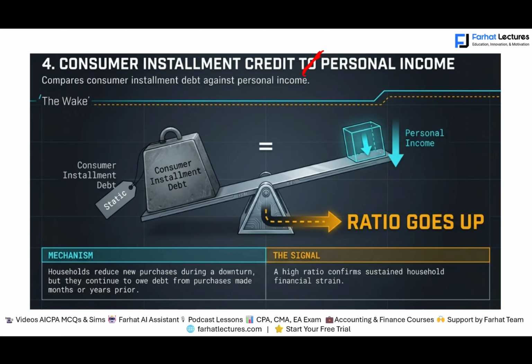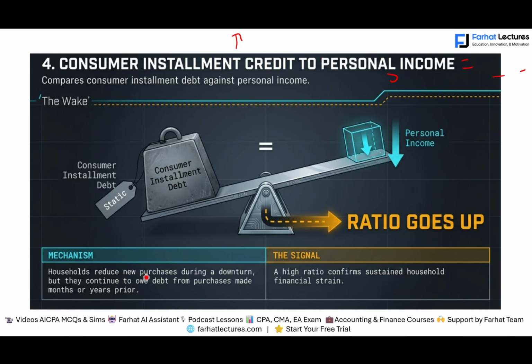So think about a typical household. The consumer installment credit is 1,000 and your personal income is 2,000. This is 0.5. Now, if your personal income goes down to 1,000, then this number goes up to 1. So as this increases, it shows that we are in a slowdown. Why? Because the consumer installment credit balance relative to personal income is going up. It could be that the installments stay the same and your income goes down, or your income stays the same and you're borrowing more. That's the same problem. It will increase this ratio.